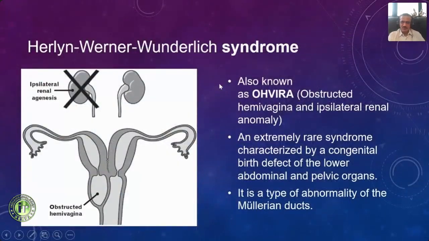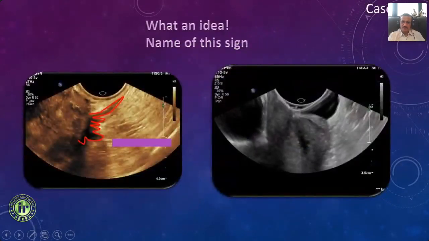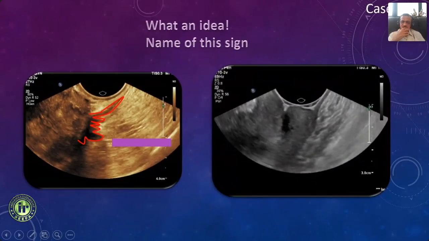This is of course known as Herlyn-Werner-Wunderlich syndrome, or it's also known as OHVIRA. If someone has written OHVIRA, we should give it to them because that's an obstructed hemivagina and ipsilateral renal anomaly. Very good. Case number 6.